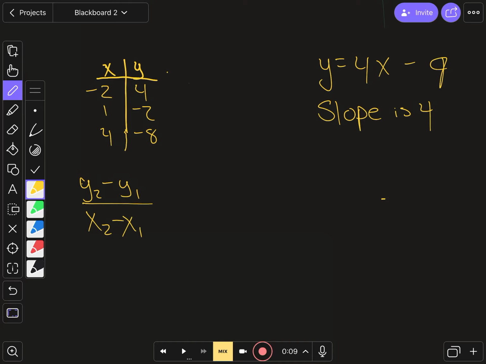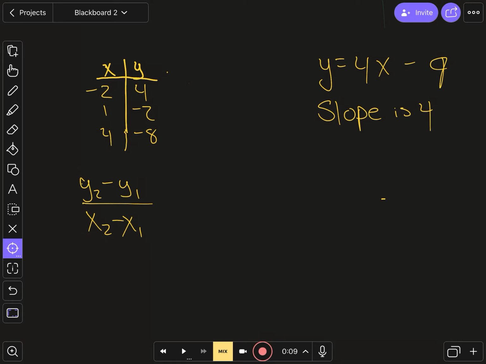To find the slope using that slope formula I just wrote, we need 2 points. This right here, -2, 4, that's a point. 1, -2, that's another point. 4, -8, that is a third point. To use this formula, I only need 2 points, and it doesn't matter which 2 you pick. I'm going to pick -2, 4, and 1, -2.